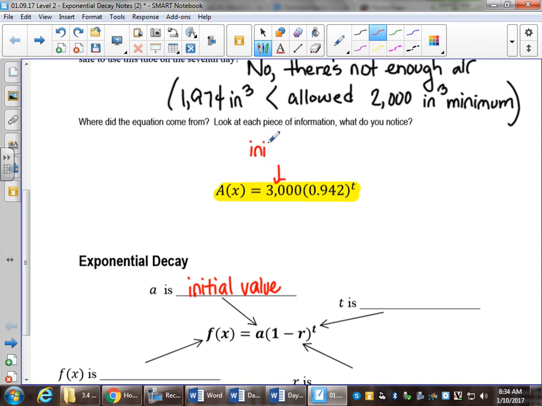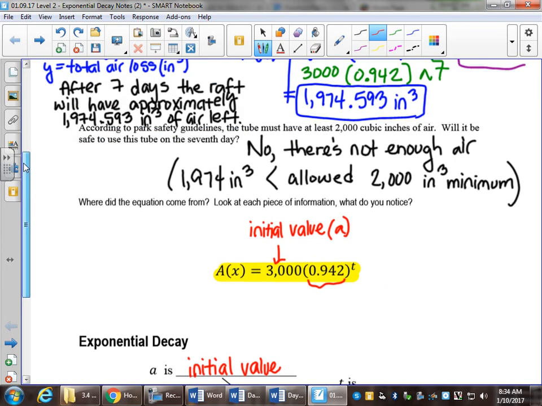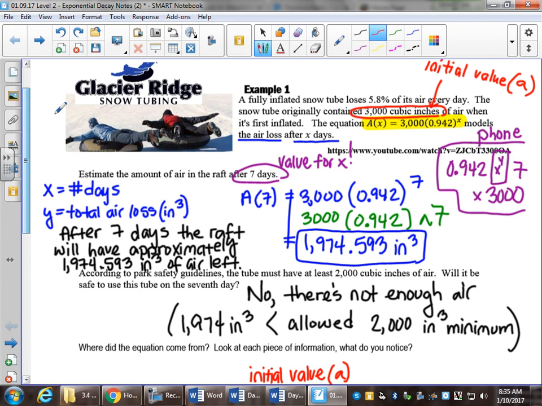So this piece is accounted for. Now the question is, where did this come from? Interesting. Let's see if we can figure that out. So when I come back up here and I look, I don't see anything that looks like 0.942, but what I do see is that I'm told that the snow tube loses 5.8% of its air.